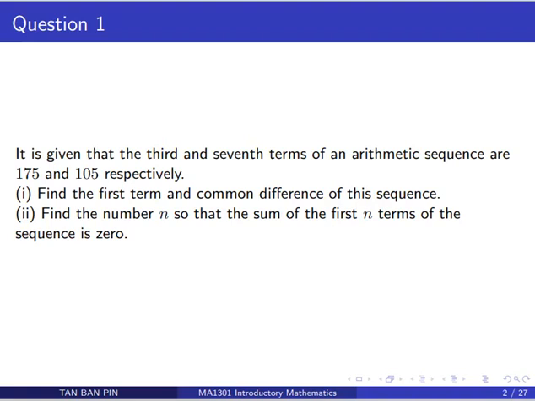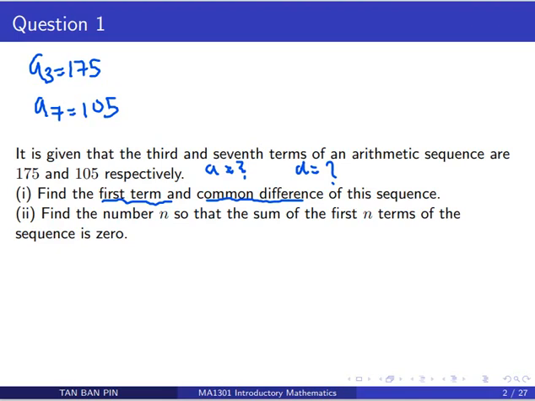In this question, you are given the third term and seventh term of an AP are 175 and 105. So you are given A3 is 175, and A7 is 105. And you are supposed to find the first term, A, and the common difference D.